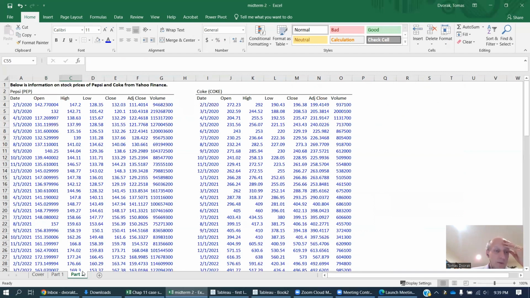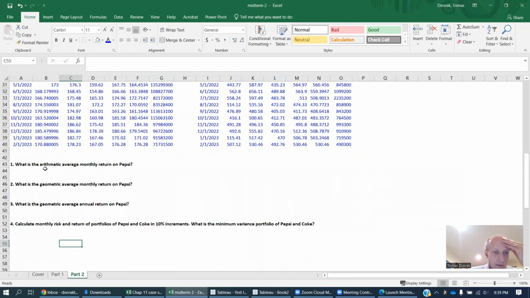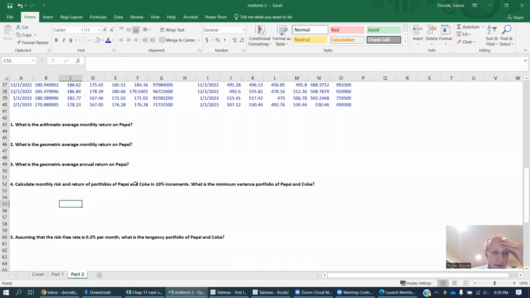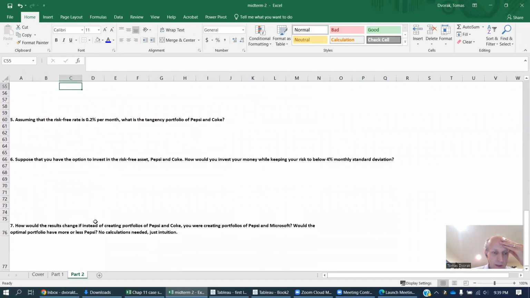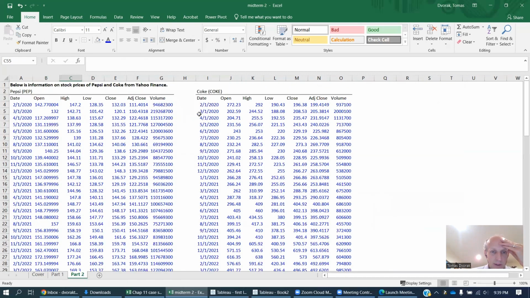In part 2, we have some information on Pepsi and Coke stock prices. And we have to find geometric average, arithmetic average, annual, monthly, calculate risk and return on portfolios. All right, so what are we going to need? We're definitely going to need returns, monthly returns on these 2 stocks. So this, we've got adjusted close, so that's going to be pretty easy for us to calculate.